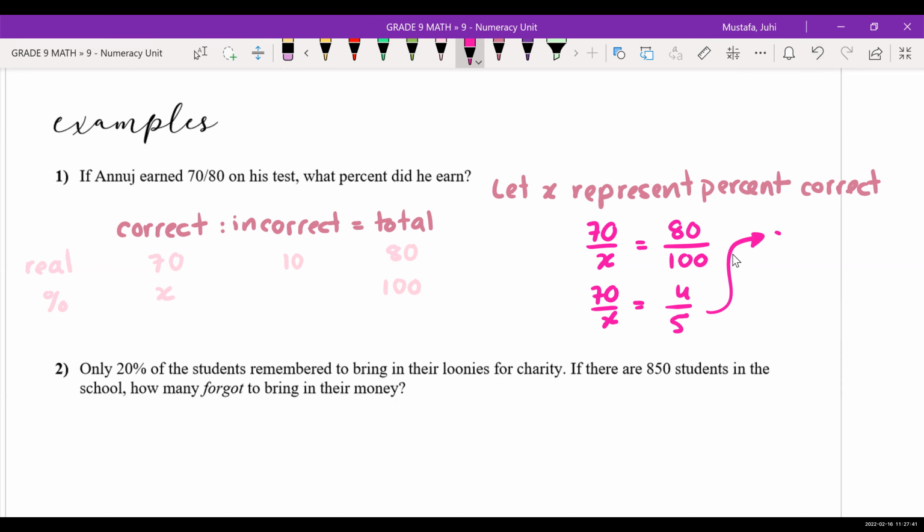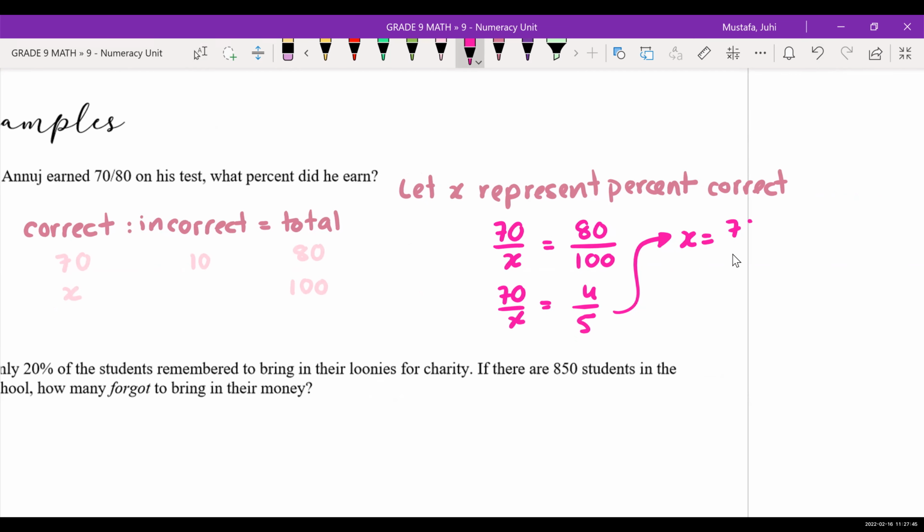Okay, now to solve for x, what we're going to do is we're going to multiply the 70 times the 5. You always multiply the two numbers diagonally that are given to you over the number across from the x. So it would just be 70 times 5 over 4. These are pretty manageable numbers. What's 70 times 5?